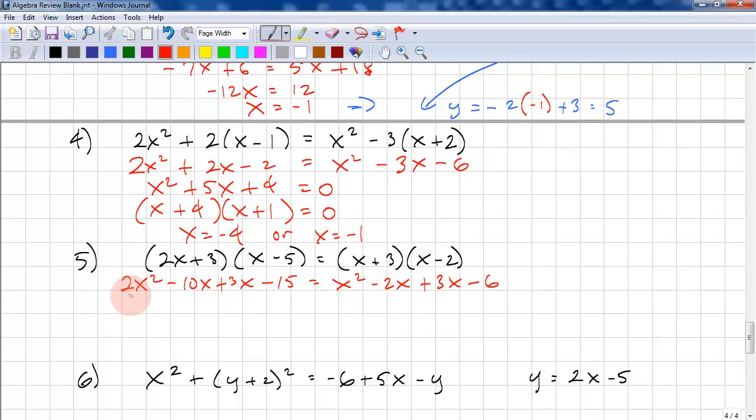So we have 2x squared minus x squared, so that's just x squared. We have negative 7x. We have positive x. So this is negative 7x minus x. That's negative 8x. We have negative 15. We're adding 6, so that's minus 9 equals 0.